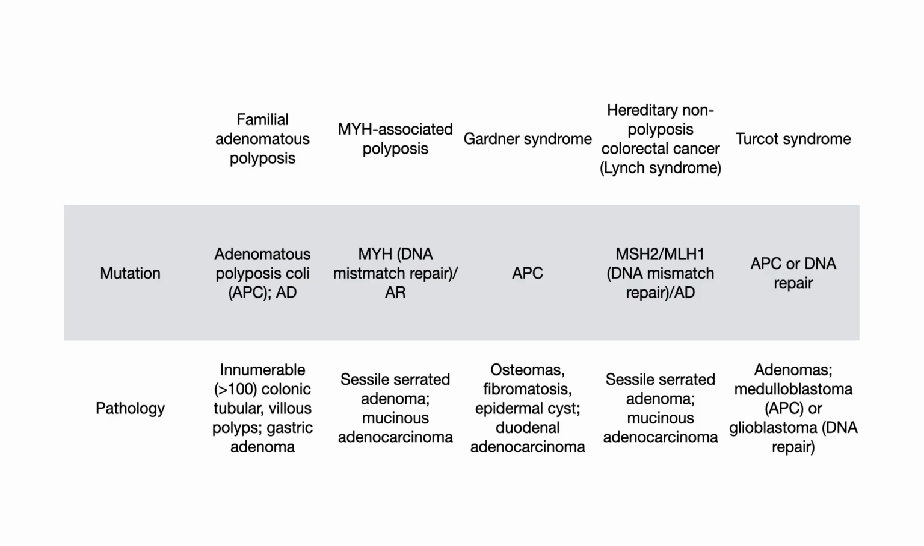So when you talk about malignant polyposis syndromes, these are the main ones. Familial adenomatous polyposis, where they have multiple polyps, and the more polyps you have, the more likely you are to develop cancer. It's associated with the APC gene. They can also have gastric adenomas. The MYH-associated polyposis is associated with the MYH, a DNA mismatch repair gene. And this one, you can see sessile serrated adenomas, which, like I said, remember, has malignant potential, and then mucinous adenocarcinoma. Hereditary non-polyposis colorectal cancer, or Lynch syndrome.